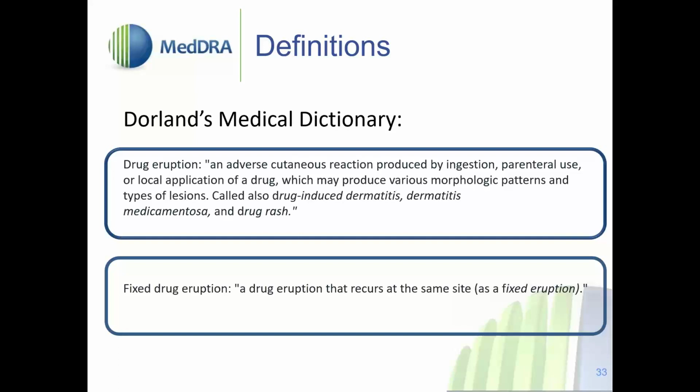Now, a fixed drug eruption is a drug eruption that recurs at the same site as a fixed eruption, meaning that it is an allergic reaction to a drug that recurs at the same body site or body sites each time a particular drug is administered. So make sure to also clearly distinguish these two concepts. If a rash, an exanthema, an eruption is really reported as drug-related, then choose one of these two PTs, either drug eruption or fixed drug eruption, depending on what has been reported. Make sure to clearly distinguish these two concepts.